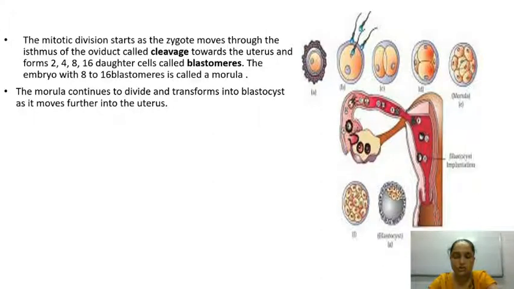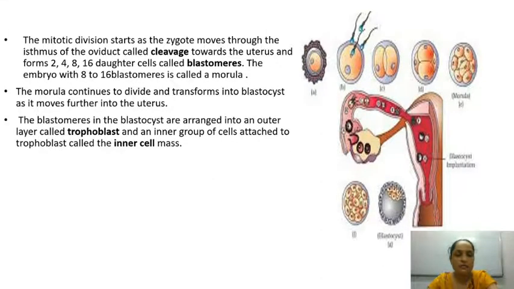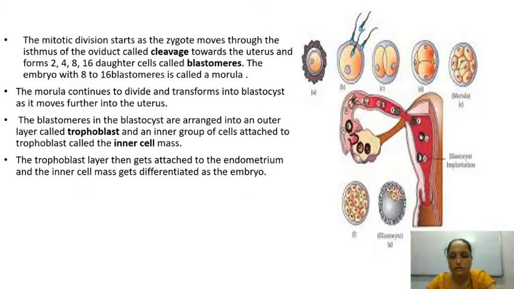Next thing, the blastomeres in the blastocyst are arranged into an outer layer. After that, they will have two layers. The outer layer will be termed as the trophoblast and the inner group of cells will be termed as the inner cell mass. The trophoblast, which is the outer layer, then gets attached to the endometrium. Here you can see that it got implanted inside the uterus with the help of the outer layer. The trophoblast layer gets attached to the endometrium and the inner cell mass gets differentiated as the embryo.